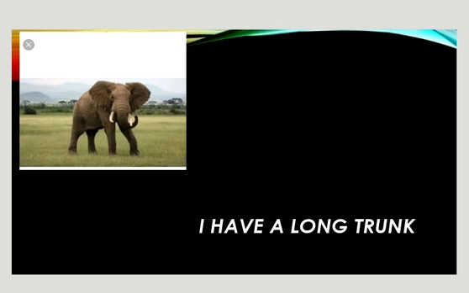Understood, students? So what is the elephant saying? The elephant is saying, I have a long trunk. The elephant has a long trunk. Okay, so let's come to our next slide.